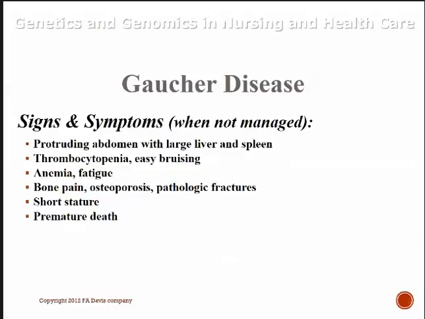So let's say that your bone marrow gets infiltrated with these enlarged macrophages, and it affects the normal production. So you're not producing red blood cells, platelets, what you normally would do with normal bone marrow function. So you get thrombocytopenia, which results in the easy bruising, and that might be what you see when people present with this. Some signs and symptoms when it's not managed would be a protruding abdomen with a large liver and spleen, which would make sense if you're collecting all of those macrophages. Thrombocytopenia, which is the easy bruising, anemia, fatigue, bone pain, osteoporosis, short stature, and premature death.